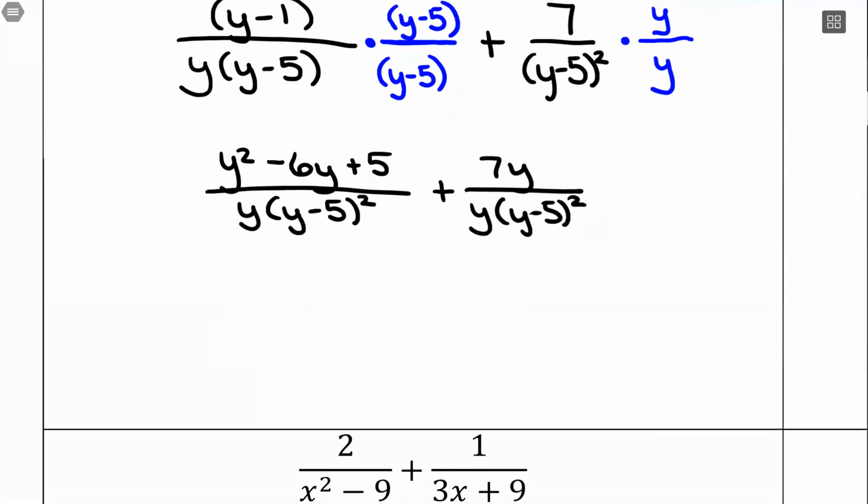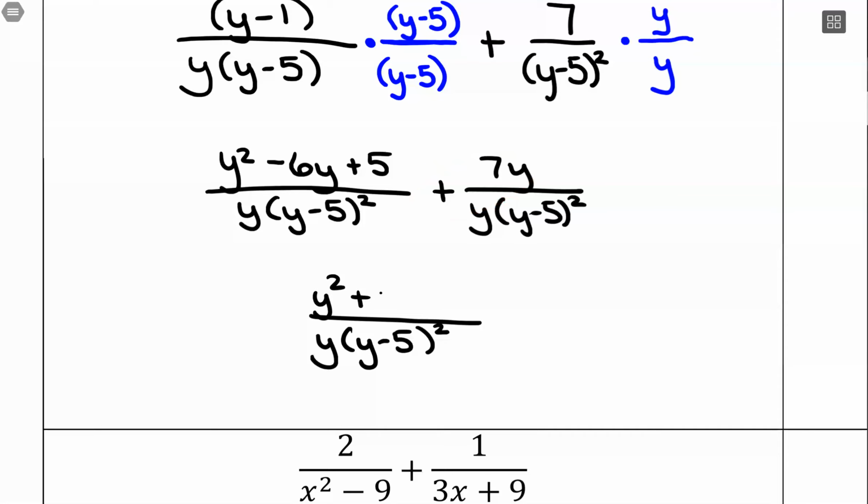So now we have our common denominator, so I can add them together to be all over y times y minus 5 squared. And let's see, we'll have y squared, negative 6y plus 7y.